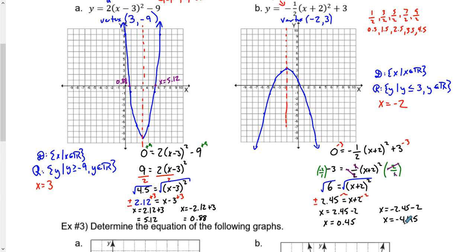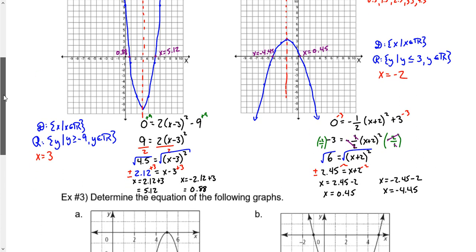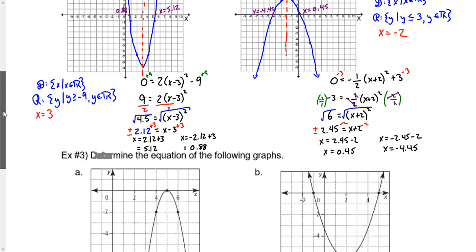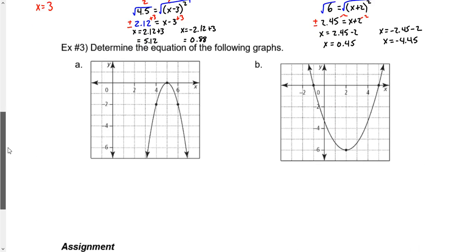If we look at these numbers, here's our positive 0.45, and here's our negative 4.45. And there we're good. All right, one more bit of work.